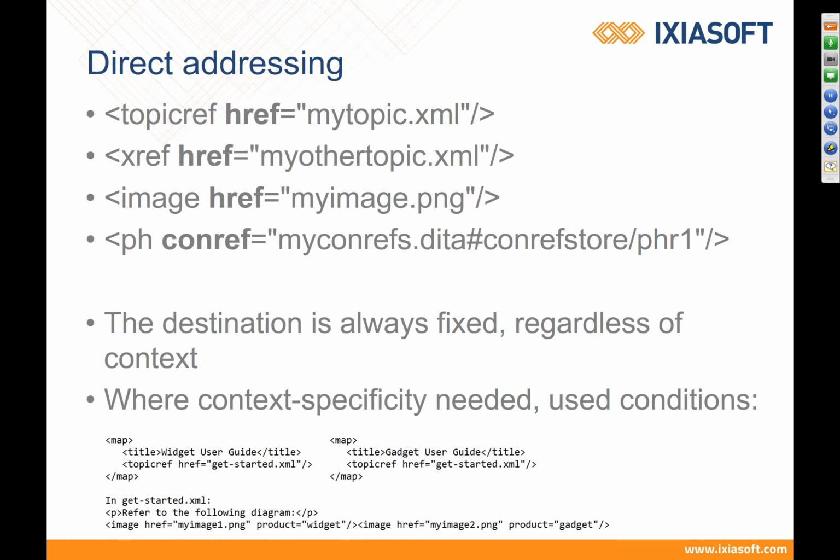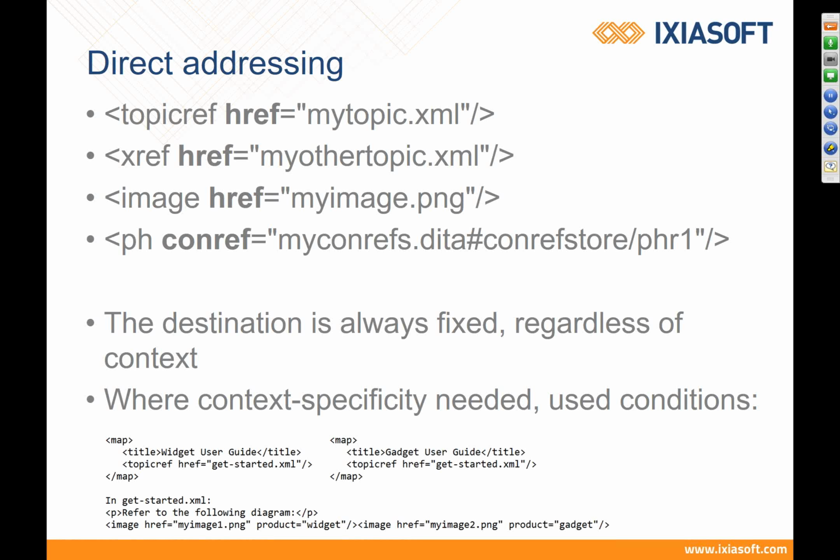Well, sometimes we need a little more flexibility. So let's say you were using topic A in map 1 and map 2. And when you used topic A in map 1, you needed it to point to one image, but when you used the topic in map 2, you needed it to point to another image. Maybe they were for different modules or different products or something.